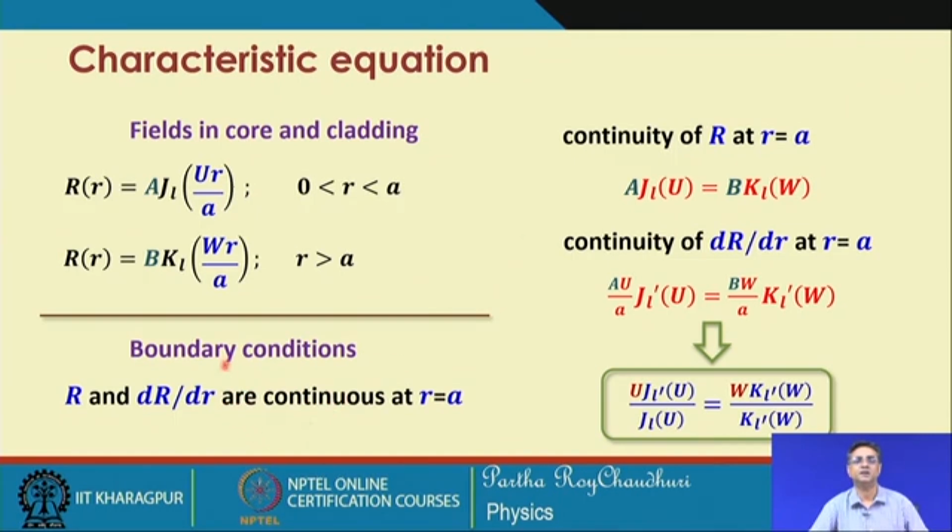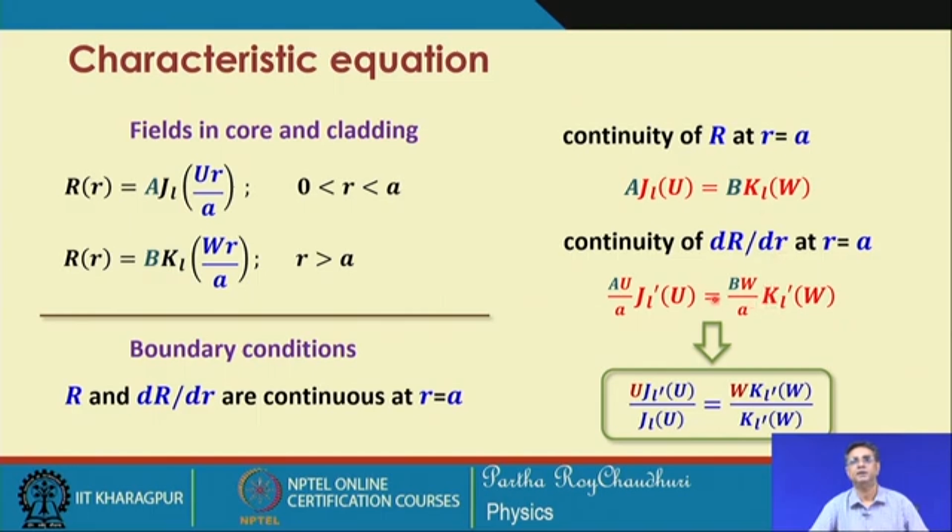In that case we can apply this boundary condition, and continuity at r equal to a will give you this. You just simply put r equal to a, then a cancels, and you will get this equation. The del psi by dr at r equal to a will give you this condition, where J L prime and K L prime are the differentiation with respect to r. So, you again have another condition. So, these are the two conditions.